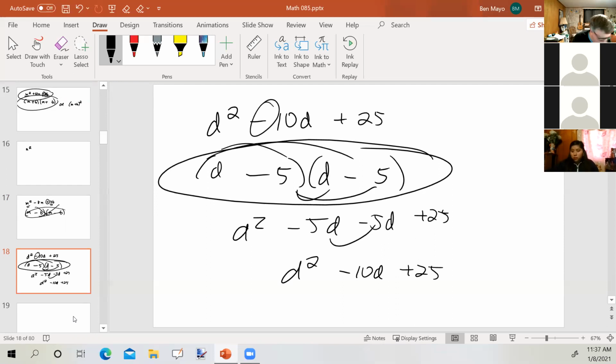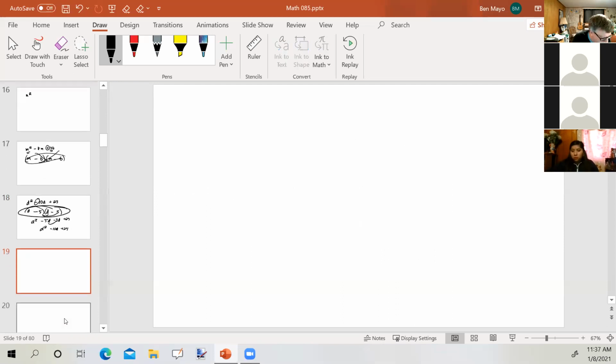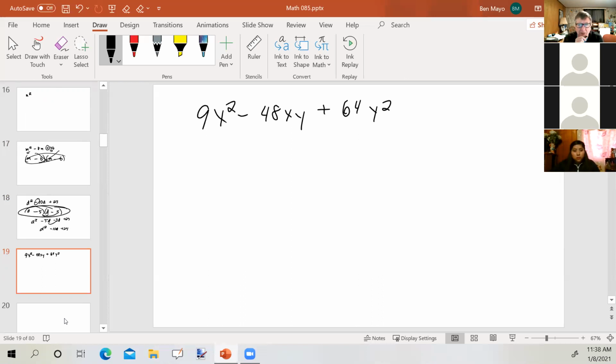Let's take a look at another example. 9x squared minus 48xy plus 64y squared. Let's see, 9x squared would be 3x times 3x, right? 64y squared would be 8y times 8y.